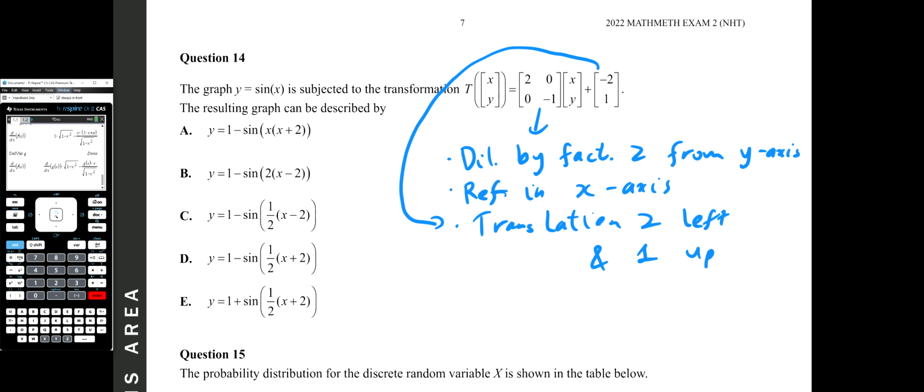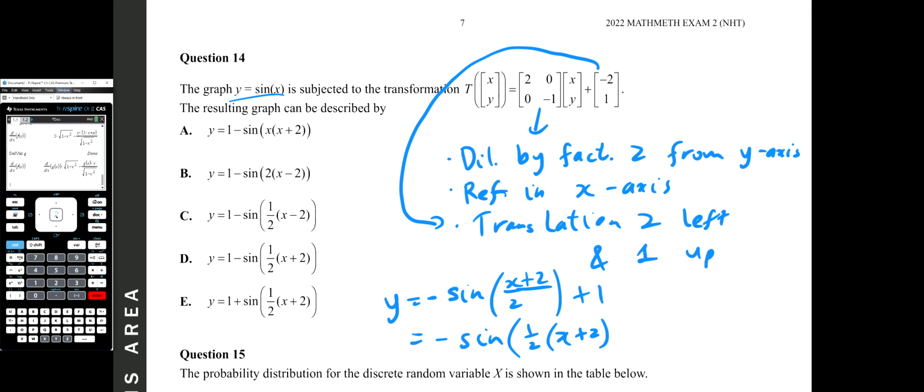So applying these transformations in that order to y equals sine x, we'll do this. When you dilate by a factor of 2 from the y-axis, you'll end up with sine of x over 2. Reflecting the x-axis will put a negative at the front. And then translation 2 left and 1 up. So what the 2 left does is it will change x to x plus 2, and then the 1 up will go plus 1. So just tidying that up a little bit, that'll be negative sine of half x plus 2, and then plus 1.